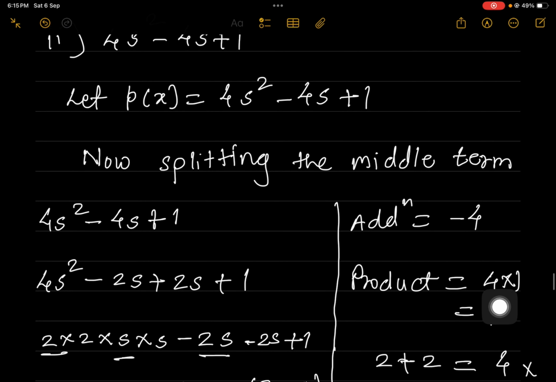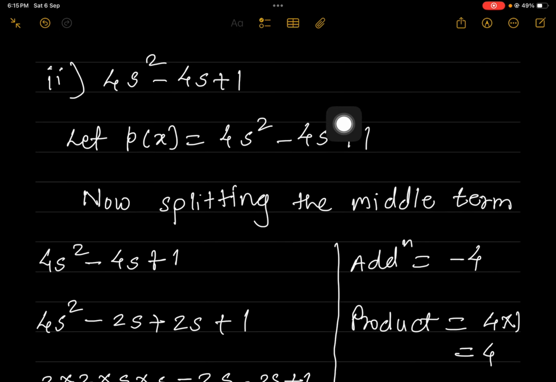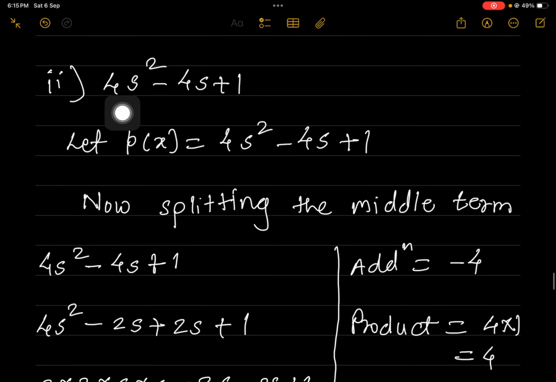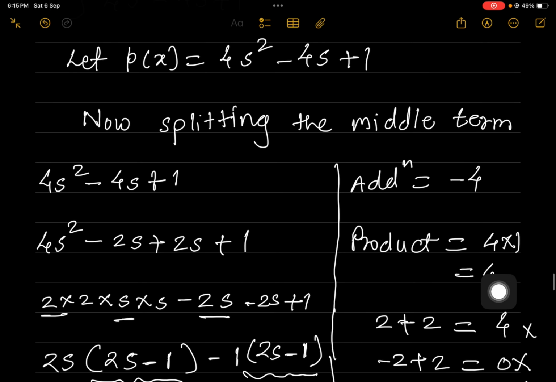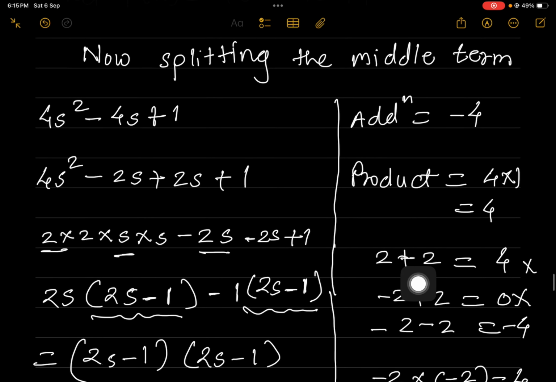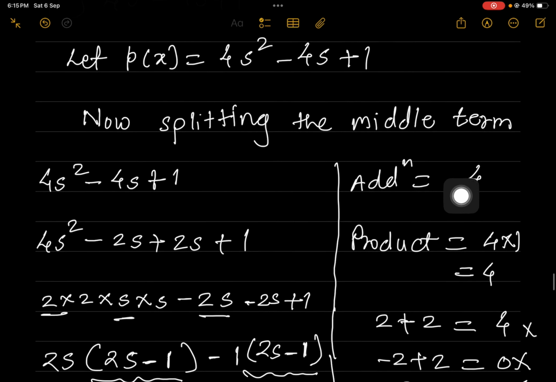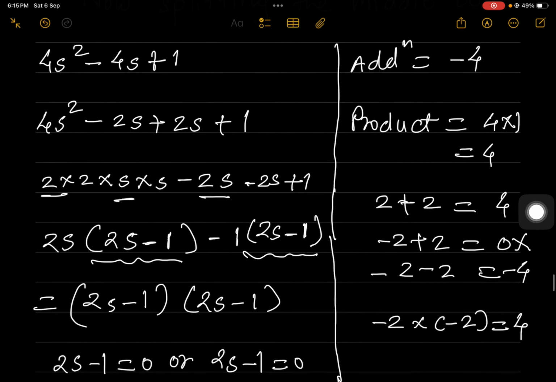Here I have written 4 into 1. What does 4 into 1 mean? I already told you, again see the constant term and the coefficient of s square. So the product is 4. Then very simple, 2 plus 2 is 4, but the addition is minus 4. So this is not possible.